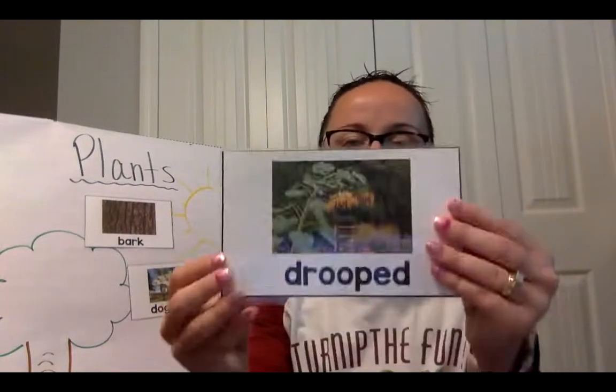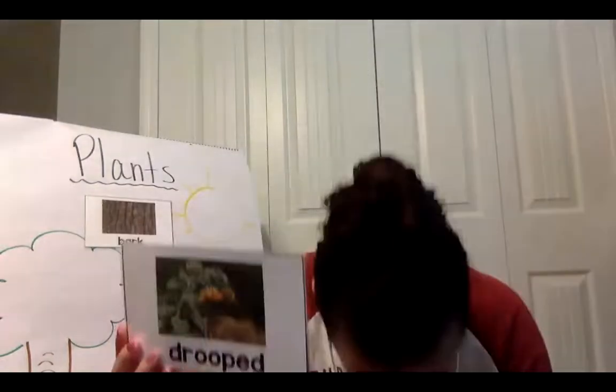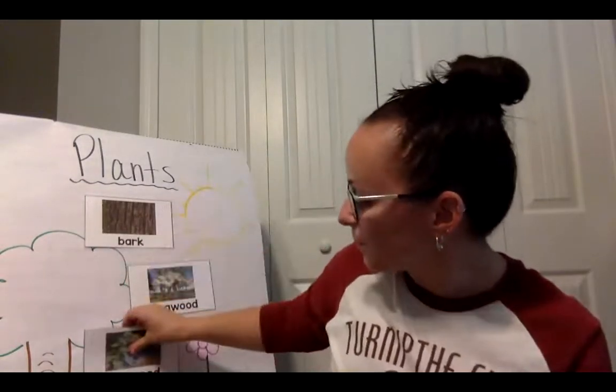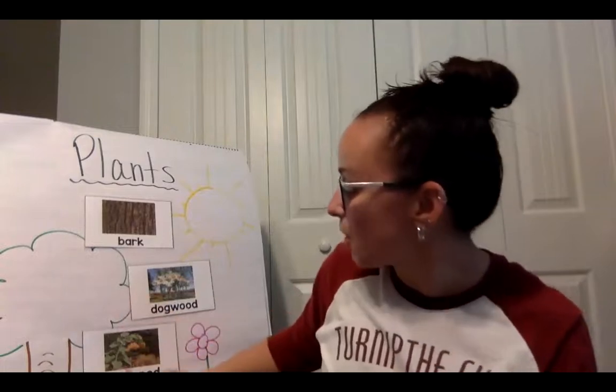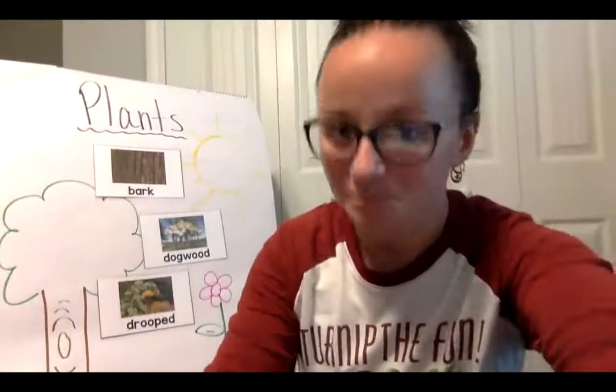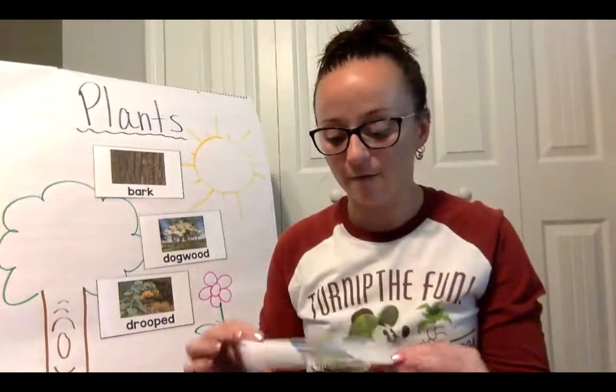Then we have drooped. Can you show me what drooped looks like? Be like that flower, like drooped. Okay, so drooped is just like rain. So the tree or the flower might need something, and that's why it's drooped. So we're gonna find out.